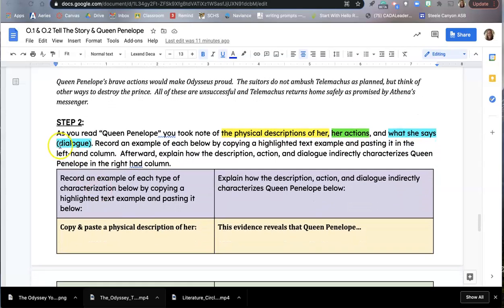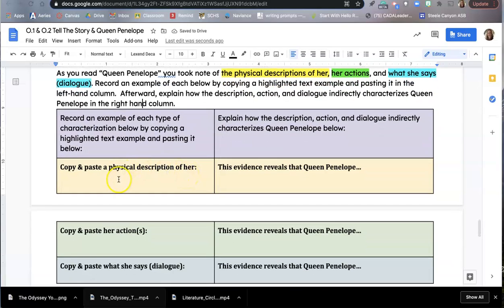As you read for step 2, as you read Queen Penelope, you took note of physical descriptions of her, her actions, and what she says. Record an example of each below by copying a highlighted text example and pasting it in the left-hand column. That's this side. Afterward, explain how the description, action, and dialogue indirectly characterizes Queen Penelope in the right-hand column.